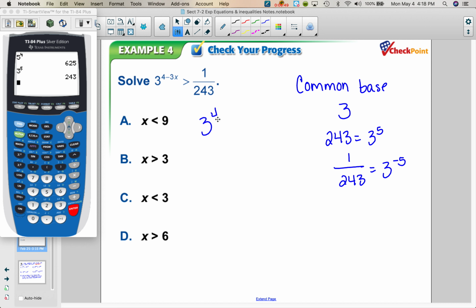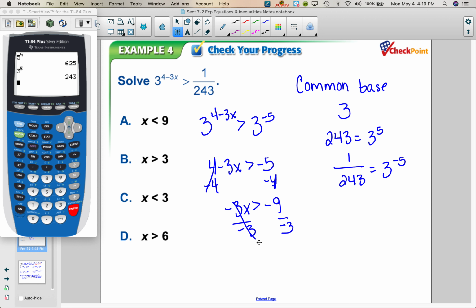So we have this. So we get 4 minus 3x is greater than negative 5. So I'm going to subtract 4 from both sides. That's supposed to be a 4. And divide by negative 3. Remember, flip the inequality, so we get x is less than 3. So your answer should be C.